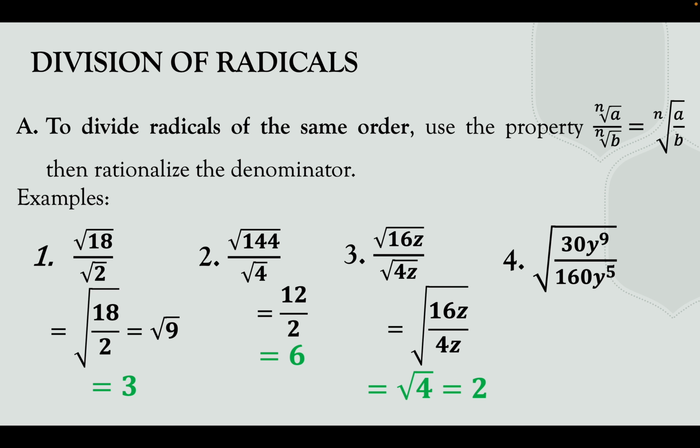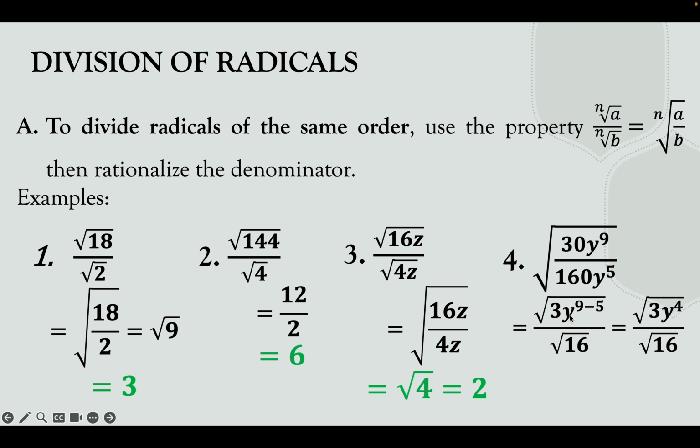Next, we have square root of 30y raised to 9 over square root of 160y raised to 5. Now, we can reduce 30 and 160. Their common divisor is 10. So 30 divided by 10, we have 3. 160 divided by 10, we have 16. And then using the quotient rule, we have y raised to 9 minus 5. So we have square root of 3y raised to 4 over square root of 16.